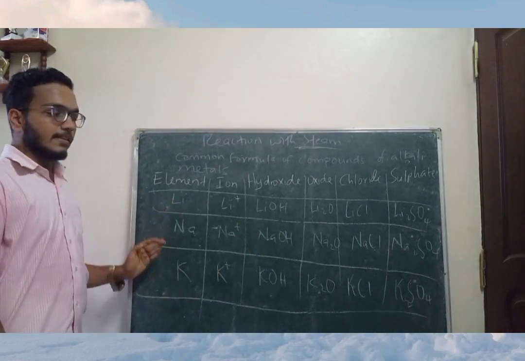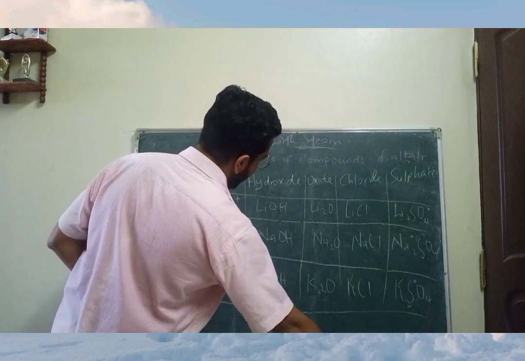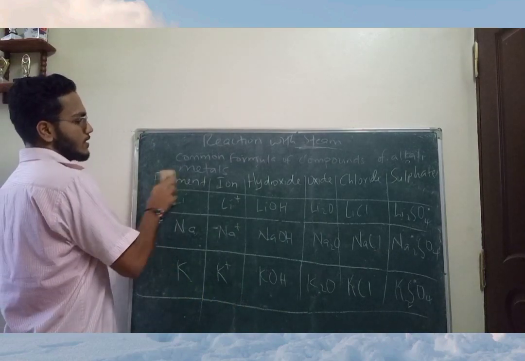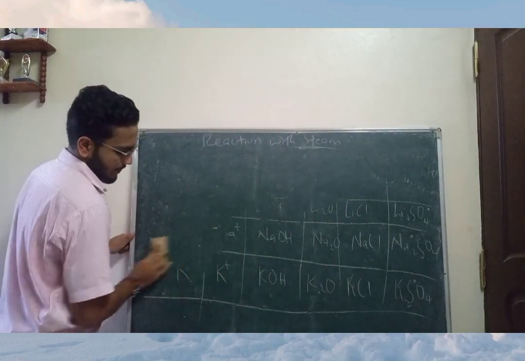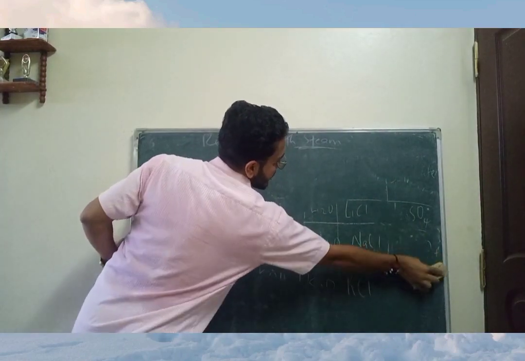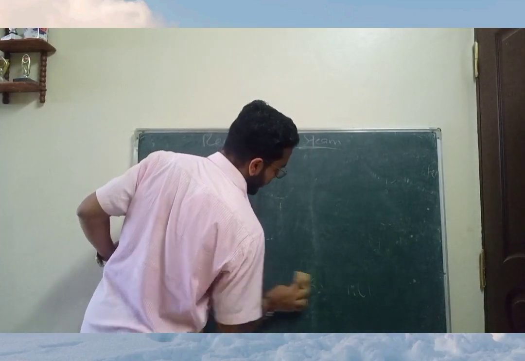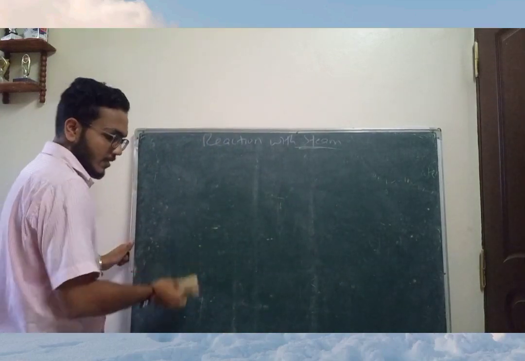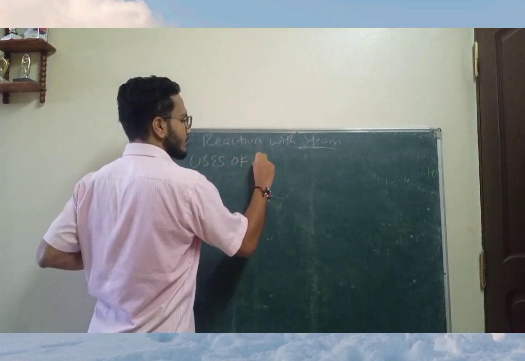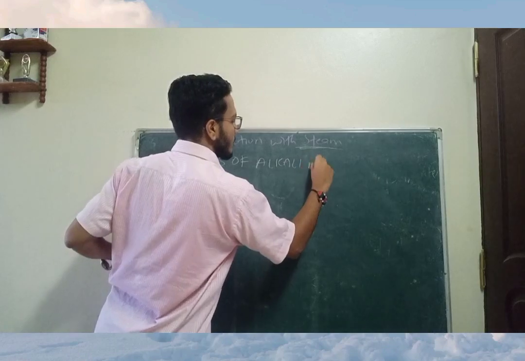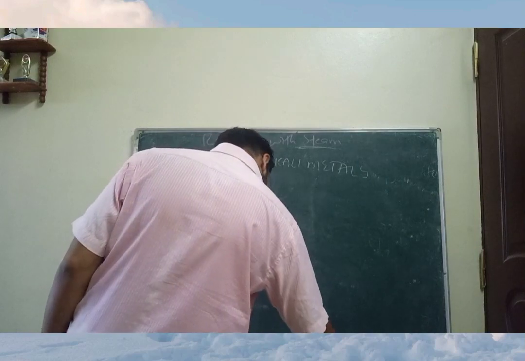And the same for sodium and the same for potassium. So you can kindly copy this table down and we can go to the last part of alkali metals, which is uses of alkali metals. We have various uses, but we won't write all of them. However, if I mention them, you can write them down as I speak.